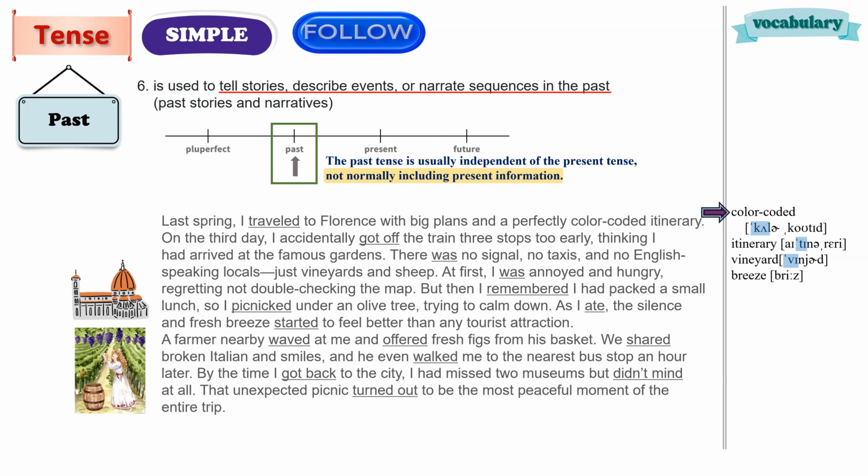At first, I was annoyed and hungry, regretting not double-checking the map. But then I remembered I had packed a small lunch, so I picnicked under an olive tree, trying to calm down. As I ate, the silence and fresh breeze started to feel better than any tourist attraction.